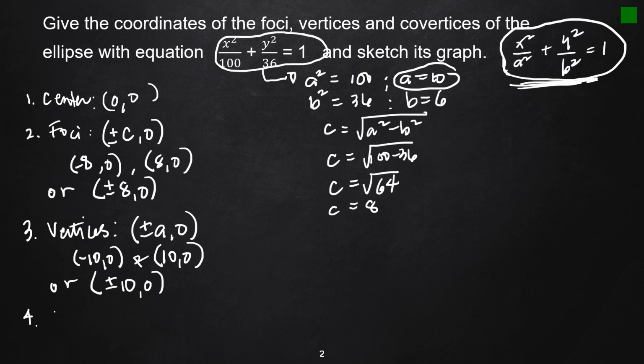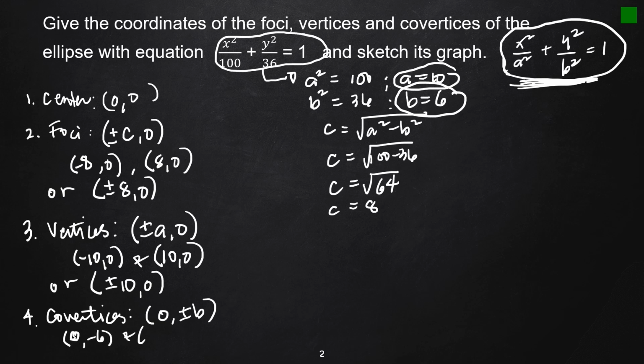Next, let's move to our covertices. Following this standard form of the equation, the covertices would be at 0, plus or minus b. Since b is equal to 6, our coordinates would be 0, negative 6 and 0, 6, or simply 0, plus or minus 6.